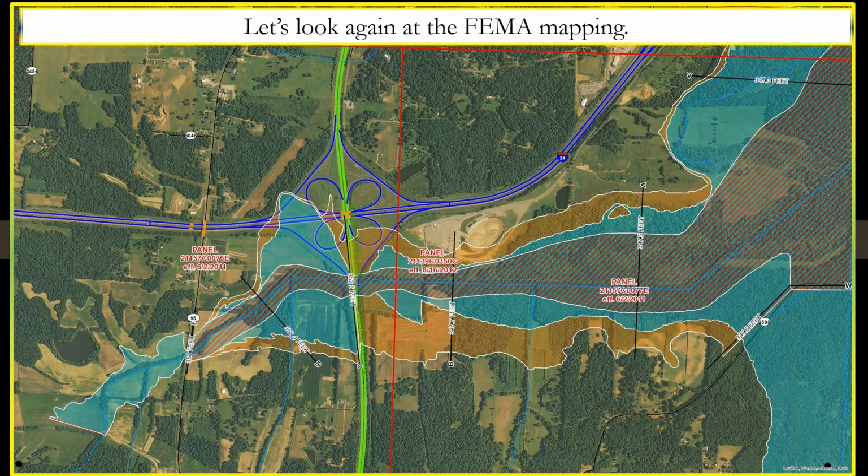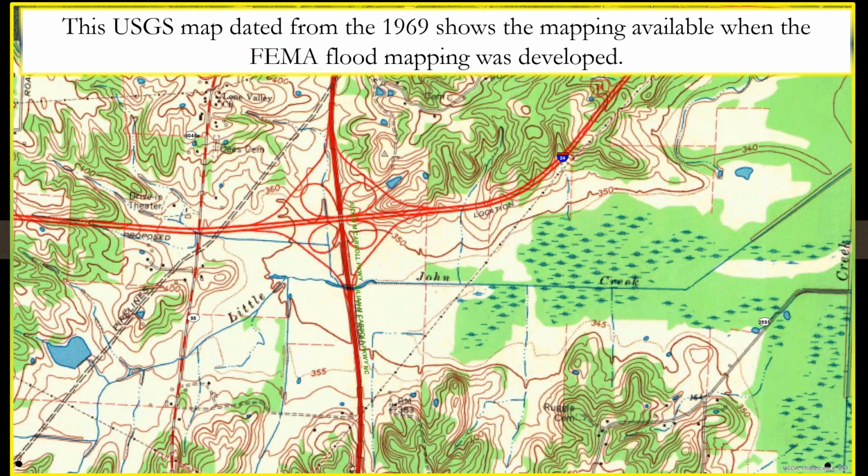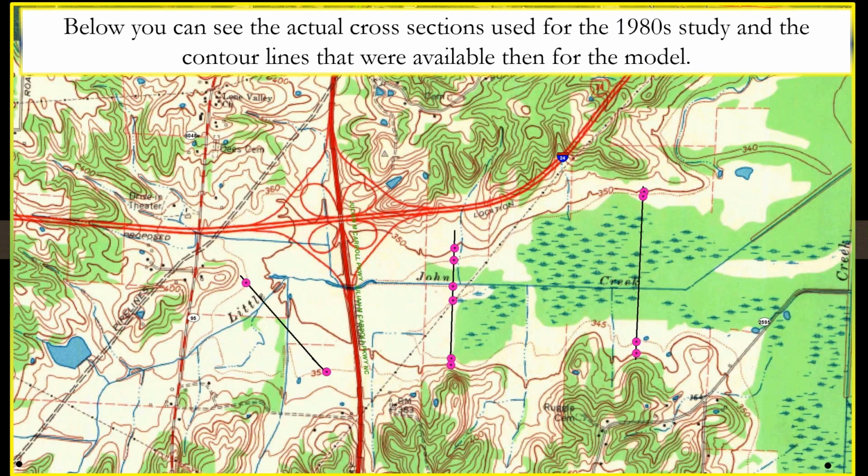And what we had back in the 80s is we did not have very much to go on. Fact is, when it came to our contour map, we were making use of the 1969 USGS map, and that's what we had. And when you're developing mapping for the entire county, it can be quite a challenge.